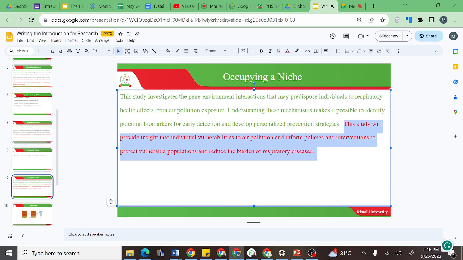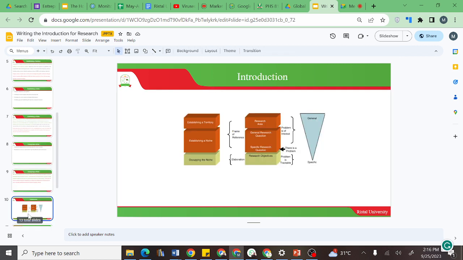So never write a research introduction without stating, as your last statement, how your research is going to bridge the gap. Furthermore, this is the illustration. You see there are three main phases of writing the introduction: establishing the territory, establishing the niche, and then occupying the niche.